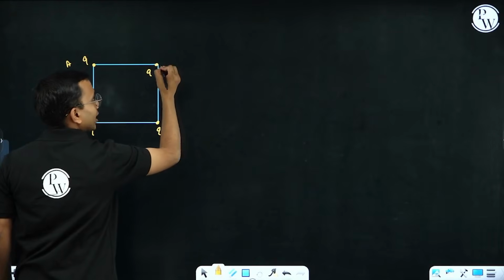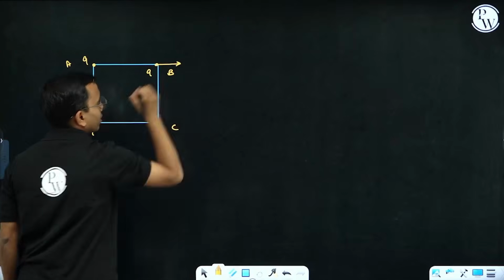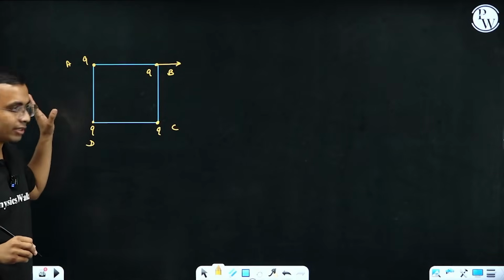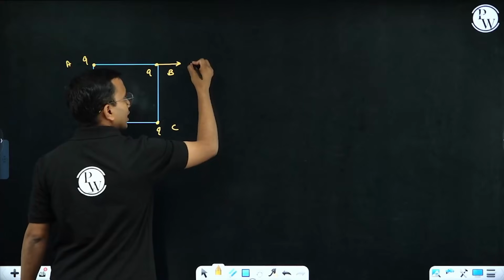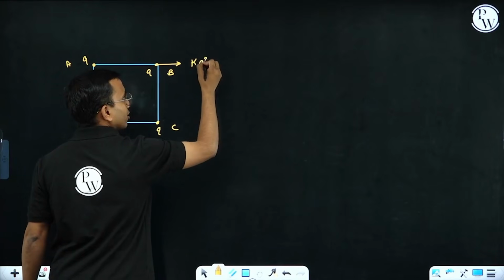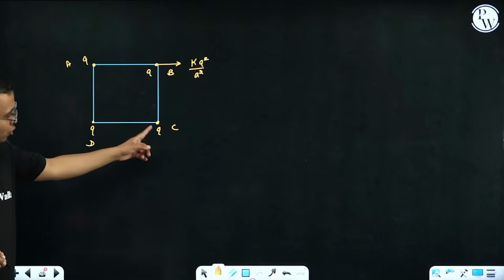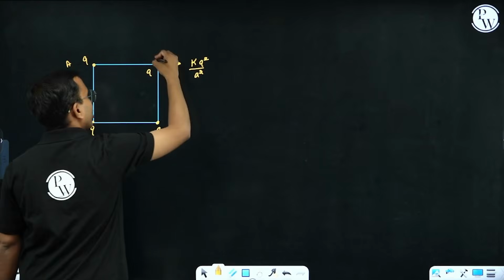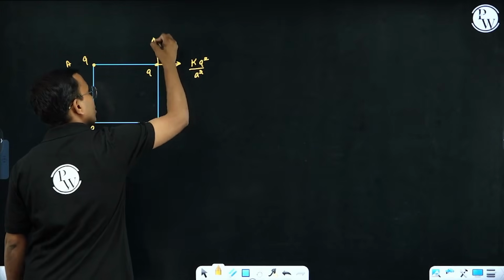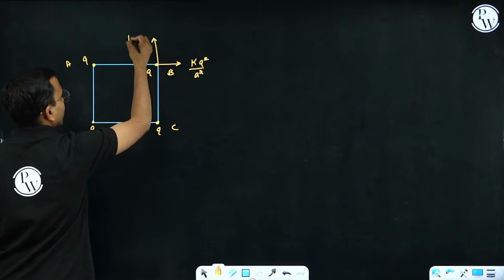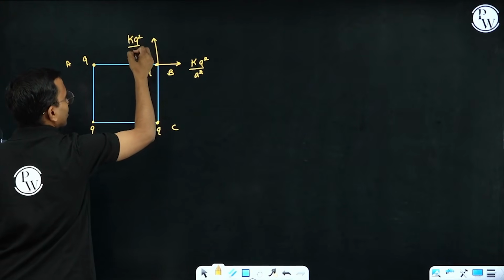What is that? That will be in this direction. How much is that? K Q1 Q2 divided by side A squared, so K Q square by A square. That is clear. Due to C, that will be in the upward direction. How much is that? The same magnitude, so that is also K Q square by A square.